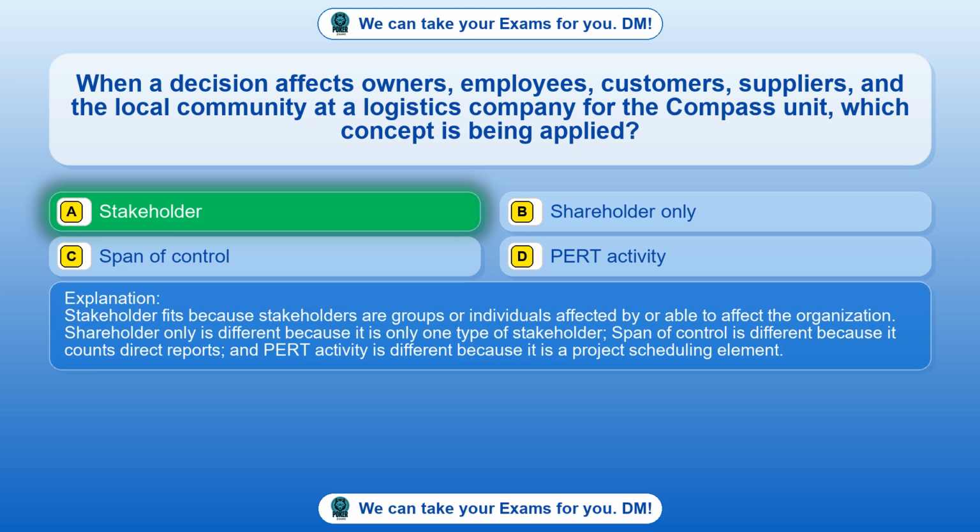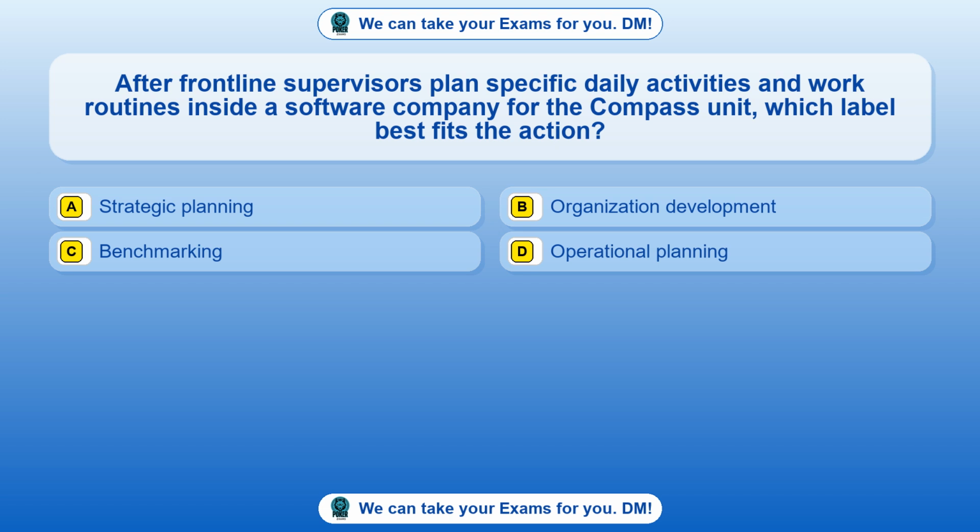Stakeholder fits because stakeholders are groups or individuals affected by or able to affect the organization. Shareholder only is different because it is only one type of stakeholder. Span of control is different because it counts direct reports, and PERT activity is different because it is a project scheduling element.